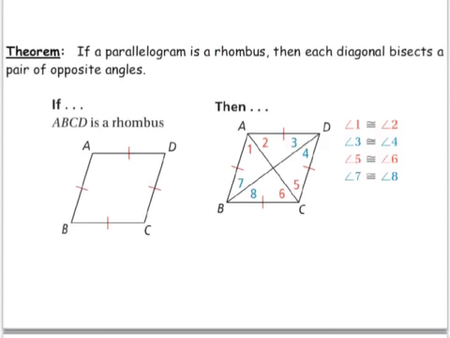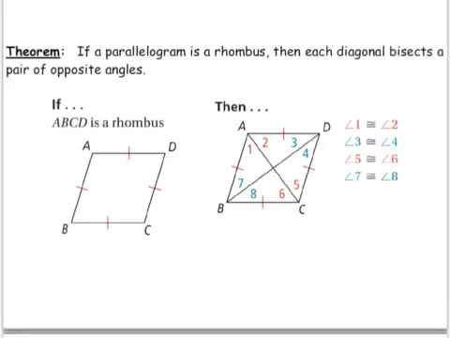Our next theorem states that if a parallelogram is a rhombus, then each diagonal bisects a pair of opposite angles. So this diagonal AC is going to bisect this angle here. So therefore, angle 1 is going to be congruent to angle 2. And likewise for the other three angles of the rhombus.